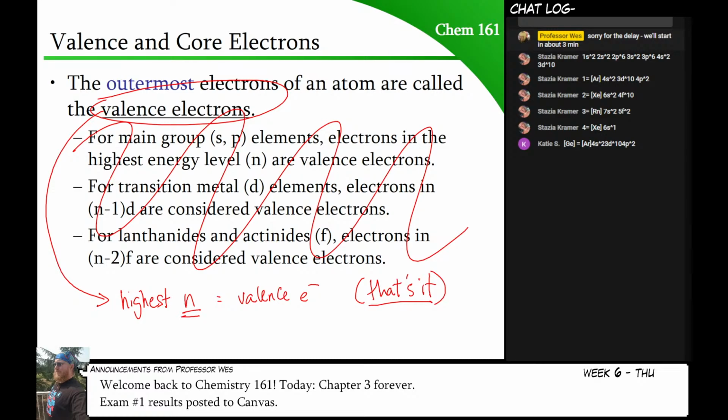Transition metals have d electrons. Are we going to count these as valence electrons? No, we're not. Just ignore them. You're going to count the highest n, and that's it. For our purposes, that's good enough.